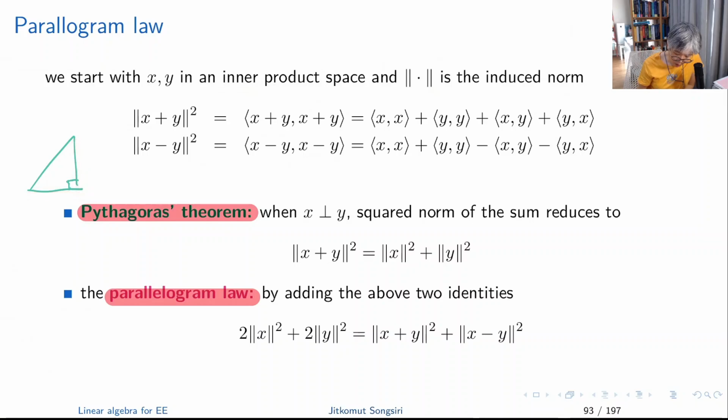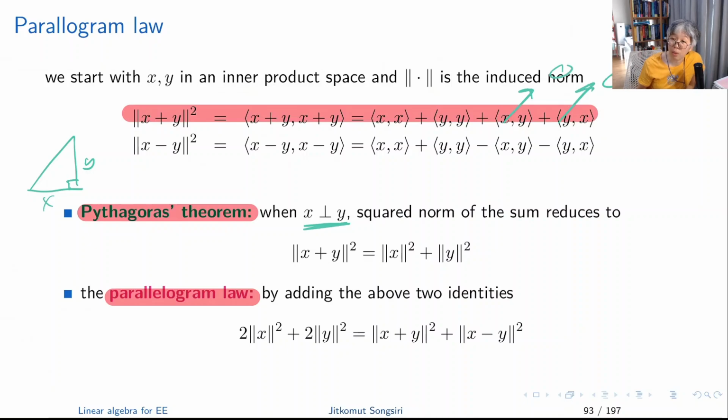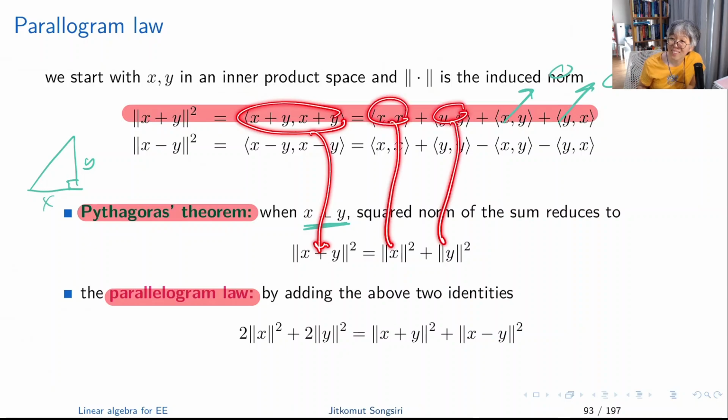Now, let's take a look at the first result that we have derived. If x and y are orthogonal, these cross terms go to 0. Then the left-hand side is the norm of x plus y squared, and this is the norm of x squared, and this is the norm of y squared. This is how we derive the Pythagoras theorem.